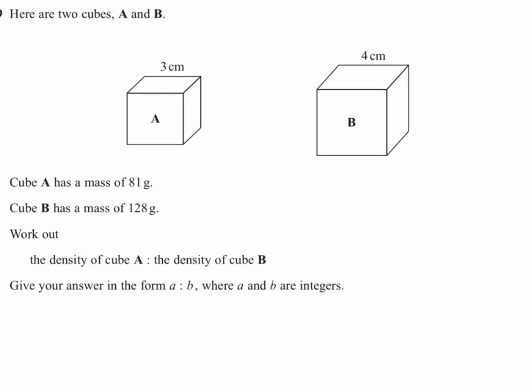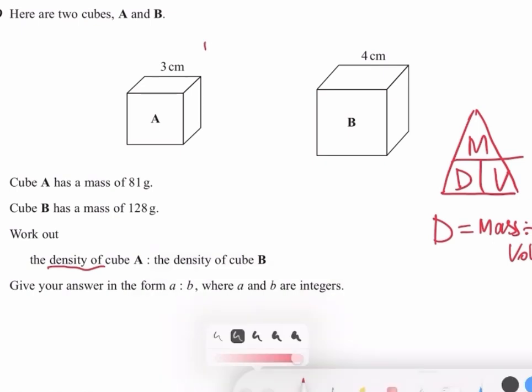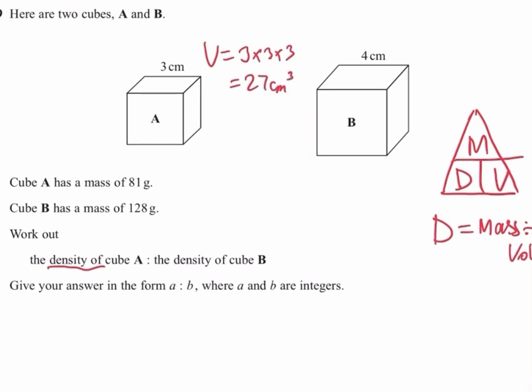This question is about 3D shapes, cubes, and you need to work out the density. You have to know straight away the formula. So density is mass divided by volume. As you see, we don't have volume here, so we need to work it out first. And volume is length times width times height. So you're multiplying 3 dimensions in a cube, which is the same number. And you get the volume: 27 centimeters cubed, and for cube B we multiply 4 times 4 times 4 to get 64 centimeters cubed.